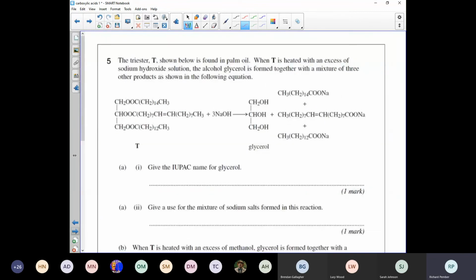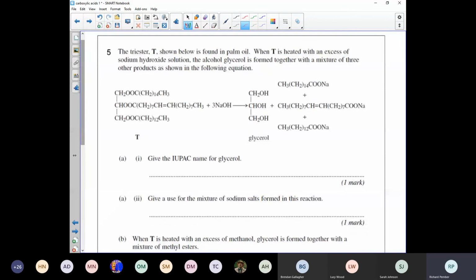Last one. So more with fats, and this time it's similar to the first one. So we're making soap, we can see. So we're hydrolyzing the fat using sodium hydroxide.